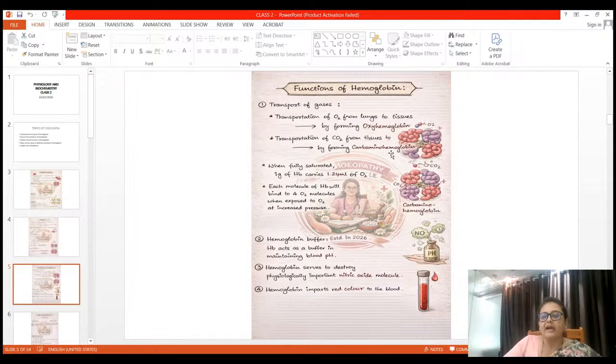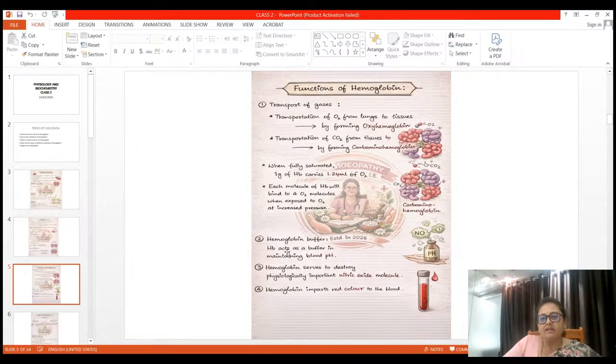Okay, so when fully saturated, 1 gram of hemoglobin carries 1.24 ml of oxygen. When the hemoglobin is exposed to increased pressure of oxygen, 1 gram of hemoglobin can carry up to 1.24 ml of oxygen. So each molecule of hemoglobin will bind to 4 oxygen molecules when exposed to oxygen at increased pressure.